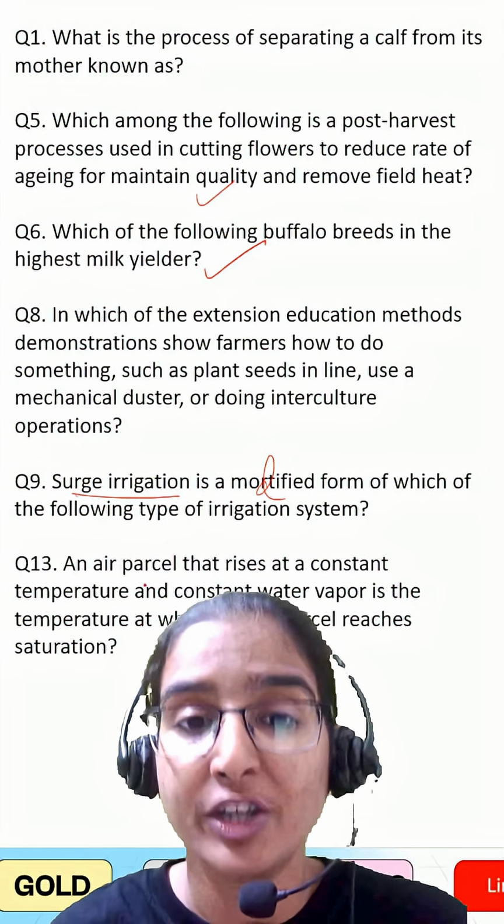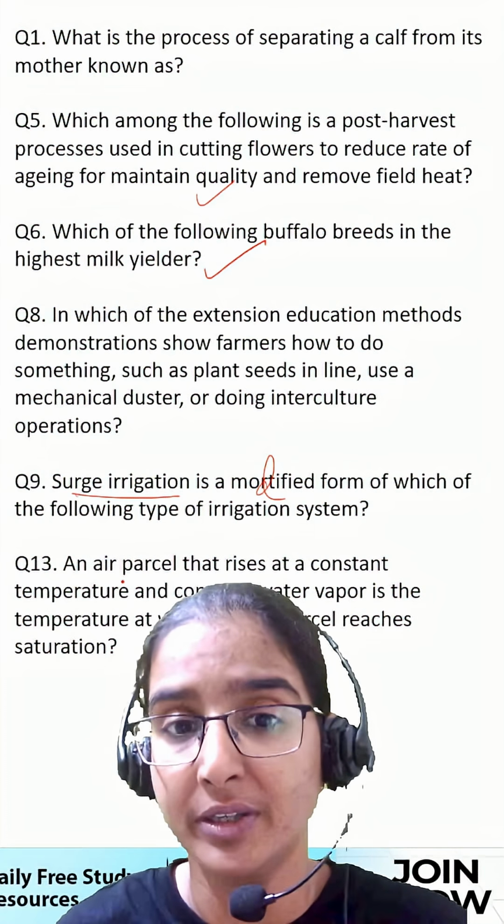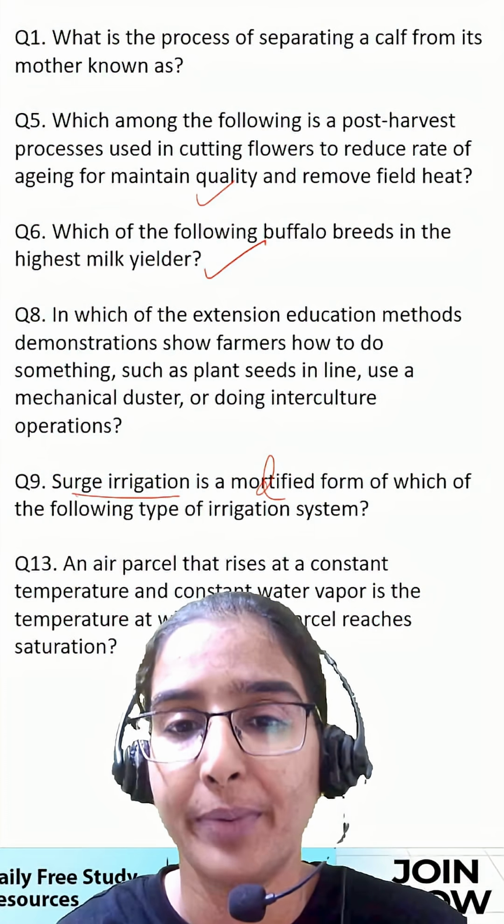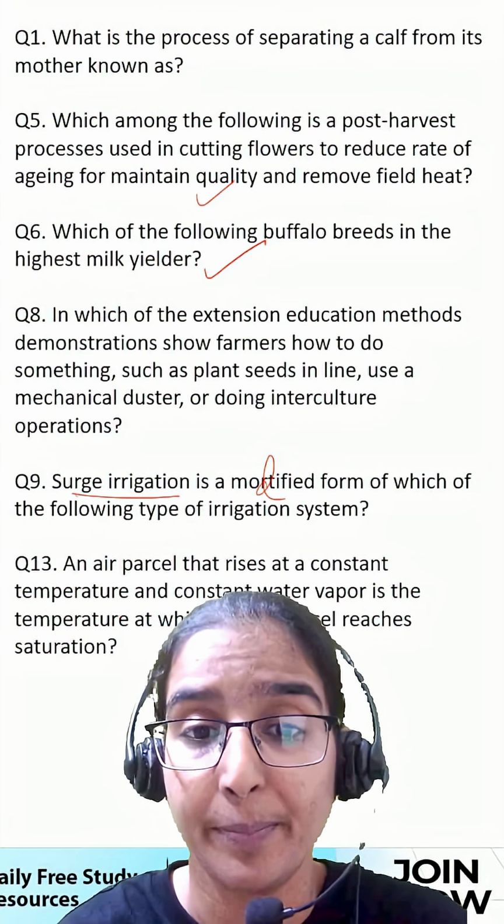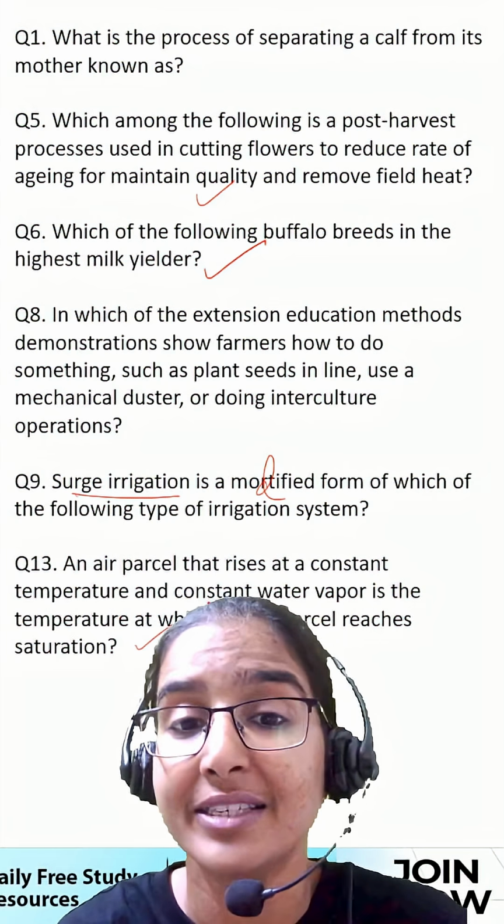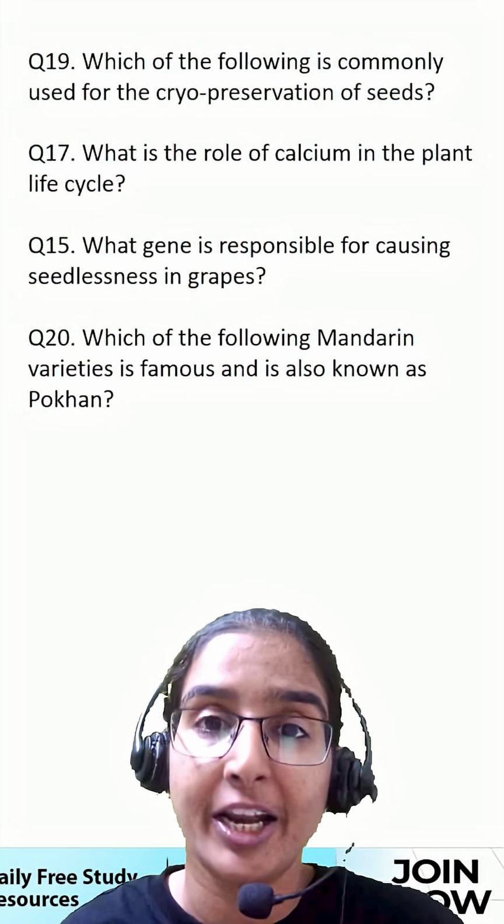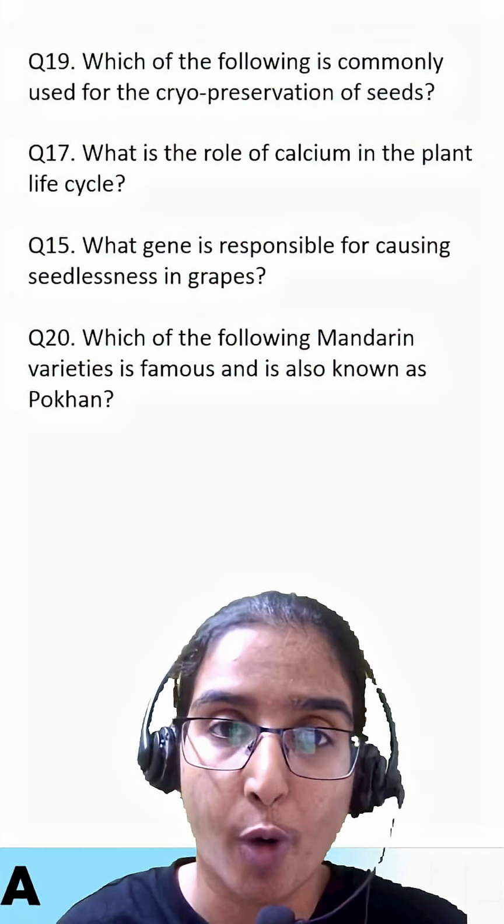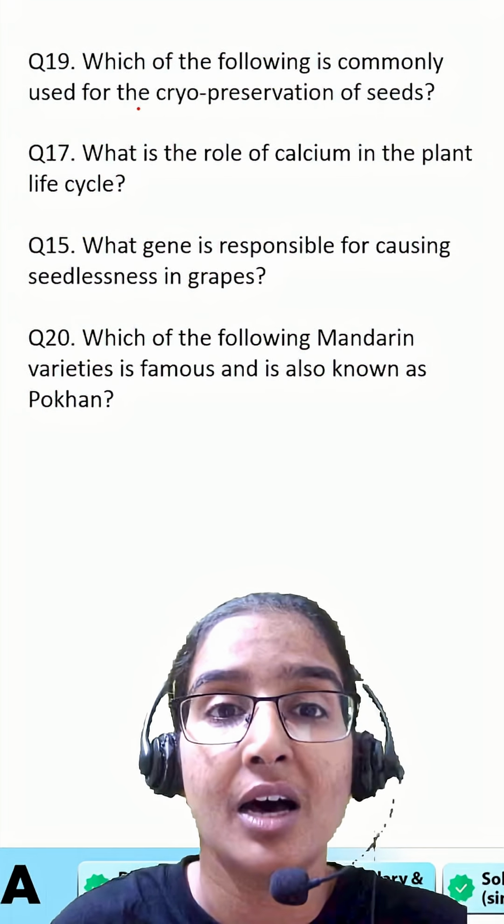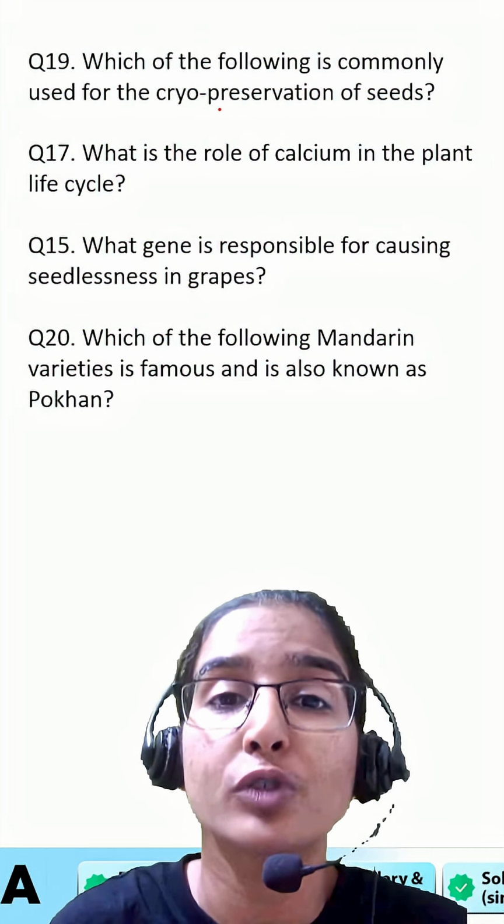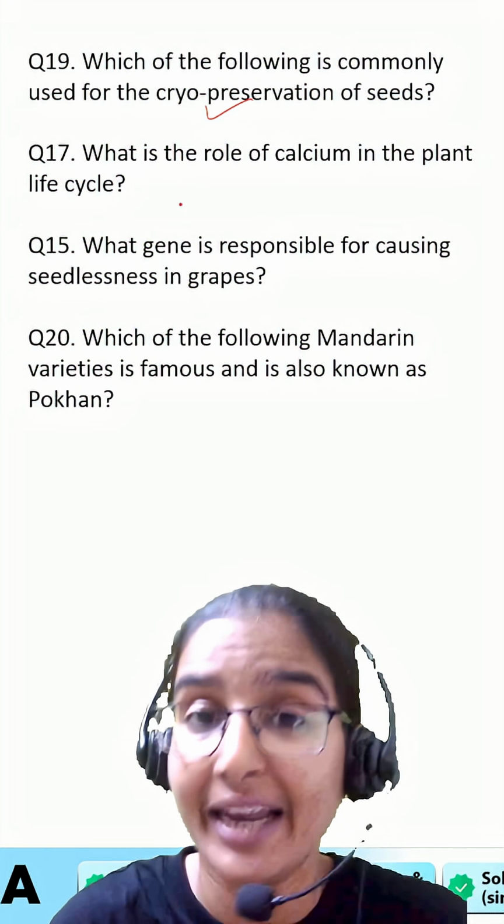Similarly, this question from the agro-meteorology chapter: an air parcel that rises at a constant temperature and constant water vapor, what is the temperature at which the air parcel reaches saturation? Again, a conceptual based question. Then students, there are certain questions which are out of the box also, such as this question: which of the following is commonly used for the cryopreservation of seeds? Again, a very difficult question.